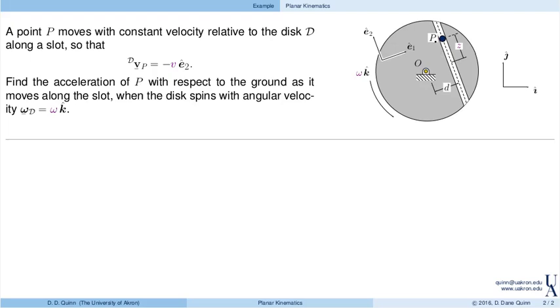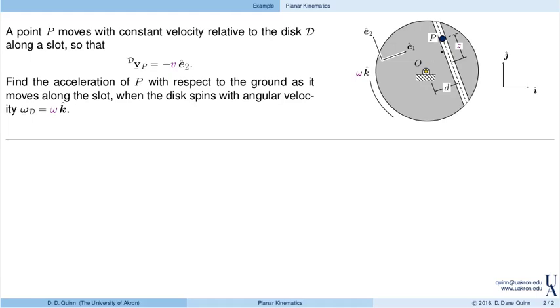We have a point P that moves with constant velocity relative to this disk. So P moves along this slot, and we assume the motion is constant velocity. So the velocity of P relative to the disk is minus v in the E2 direction. Again, if v is positive, it's moving sort of down along the slot like this.